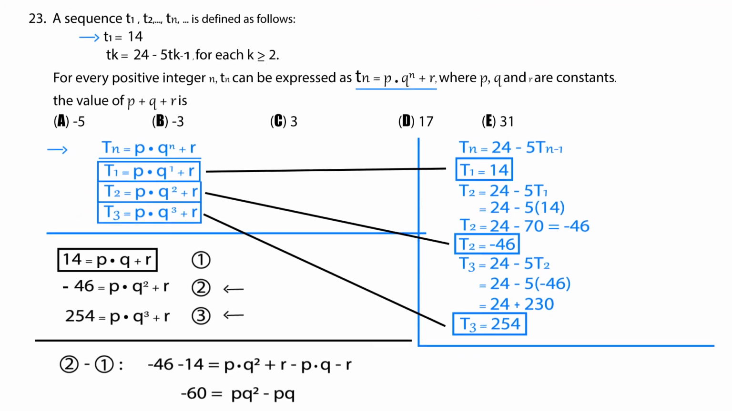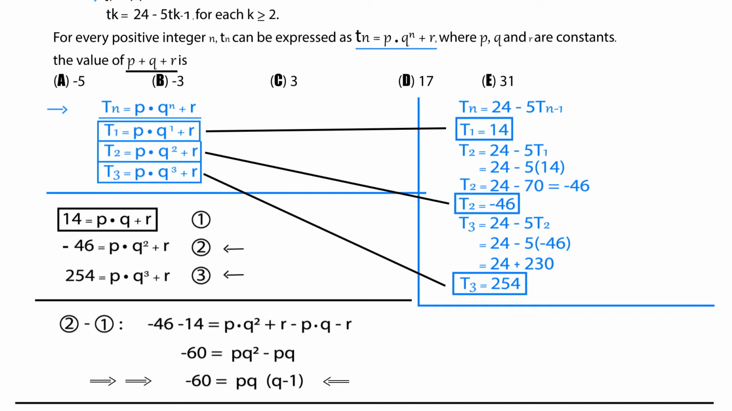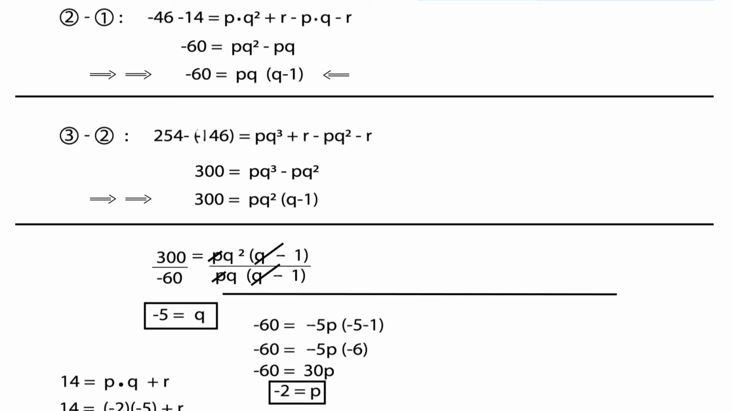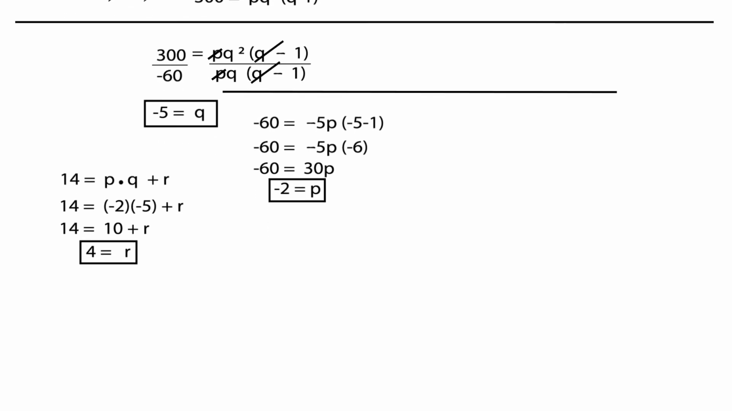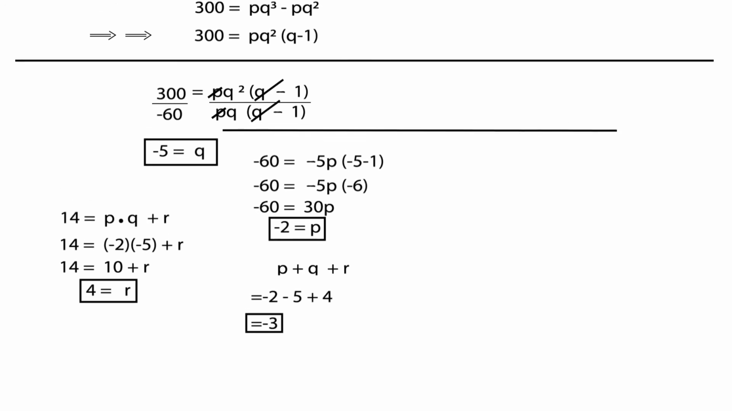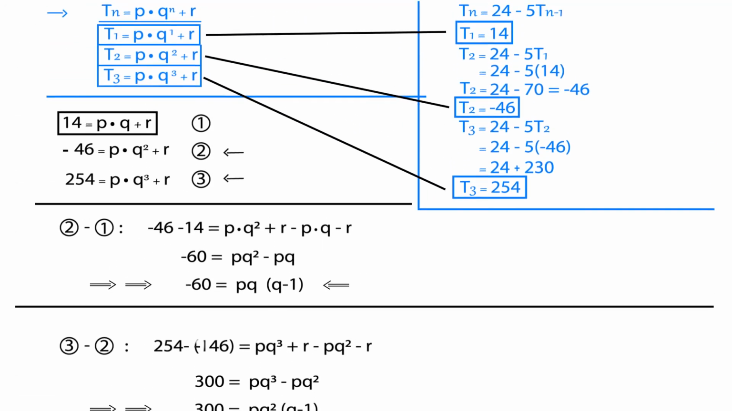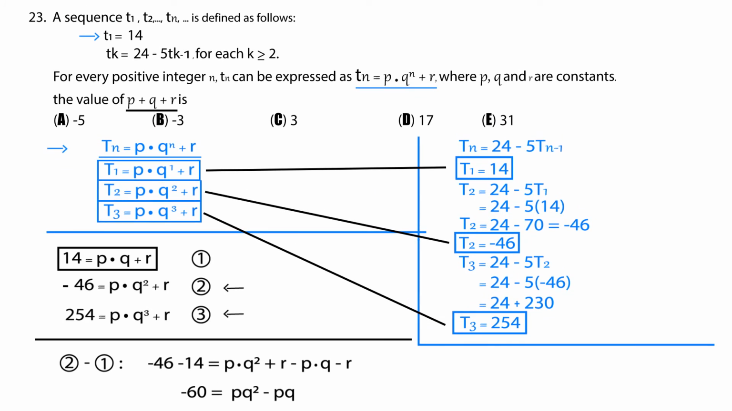And they wanted us to figure out the value of p plus q plus r. All right, so p is minus 2, q is minus 5, and r is 4. This is p plus q plus r, and therefore that looks like minus 7 plus 4, which is minus 3. So minus 3 is our answer. Let's see if that's one of the answer choices. And it is choice B.